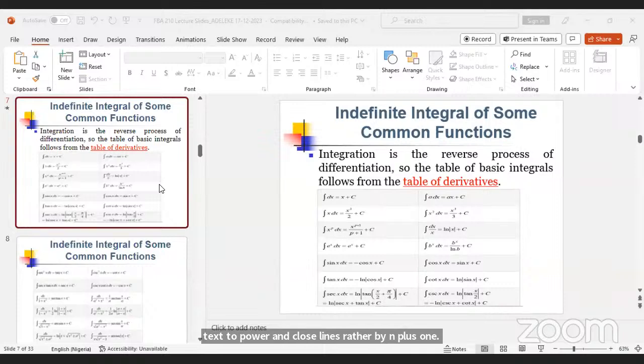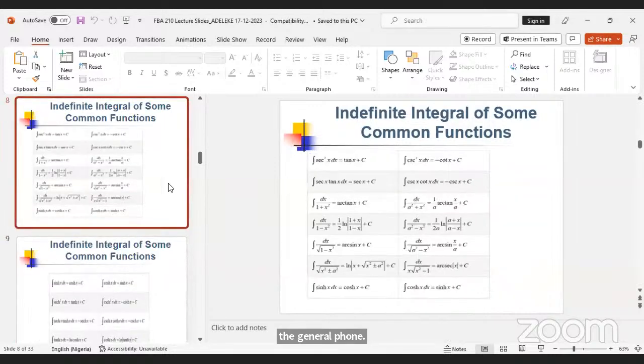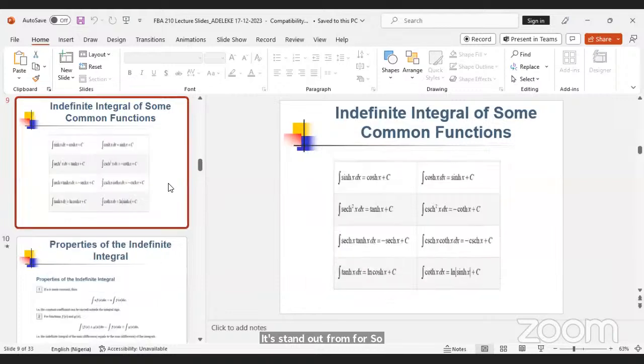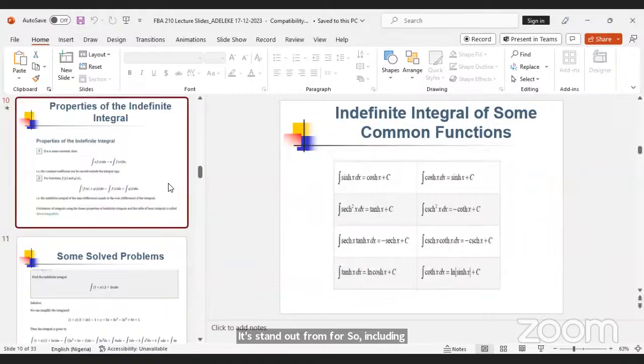And then if you are integrating the exponential form, e to the x, the integral remains the same, just as you have for the differential too. But if it is the integral of exponential ax, then the integral will be exponential ax divided by a, plus c. So what we have on slide 7 and slide 8 are the general forms, the standard forms for some functions, including slide 9.